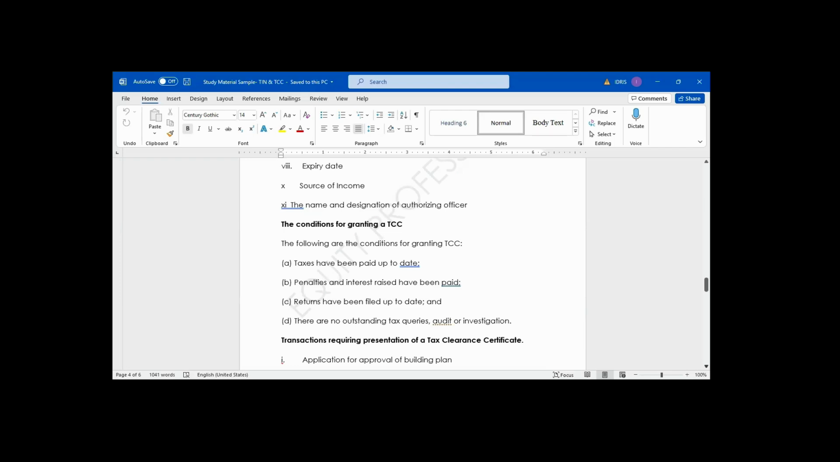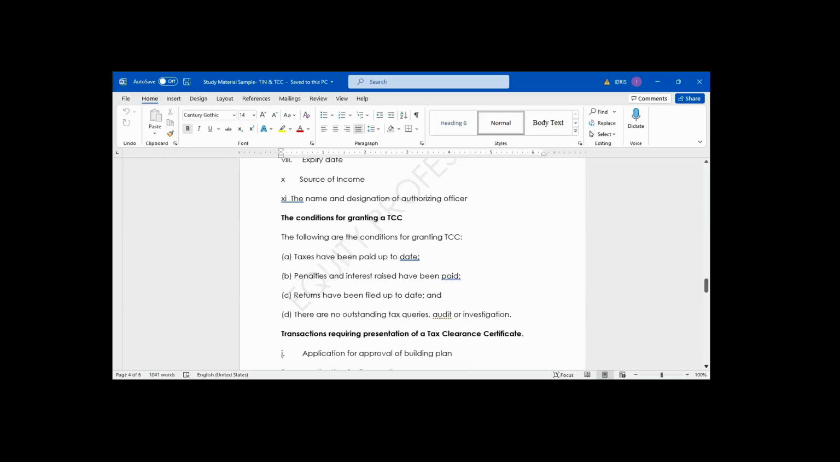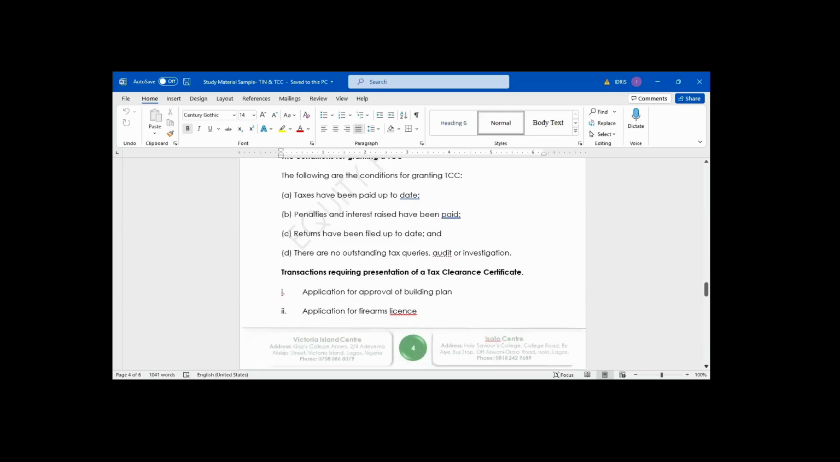Another one, there is no outstanding tax query, audit, or investigation. They don't have any outstanding tax query or tax audit or investigation outstanding. No outstanding on grant. So these are the conditions for granting tax clearance certificate.